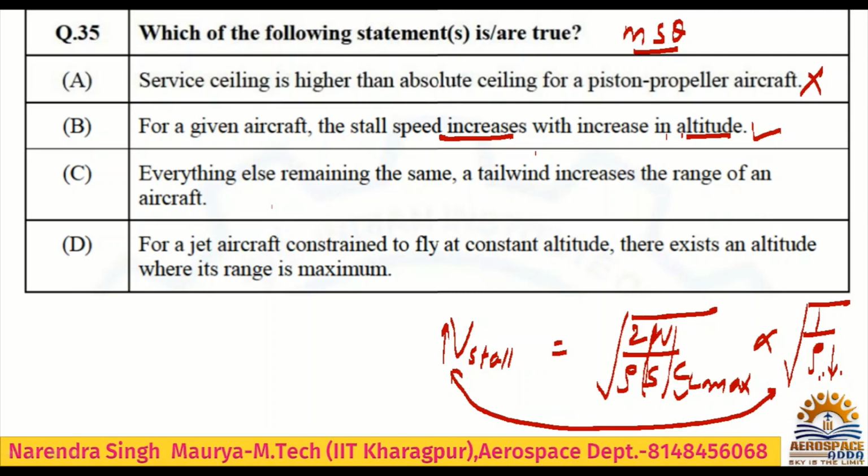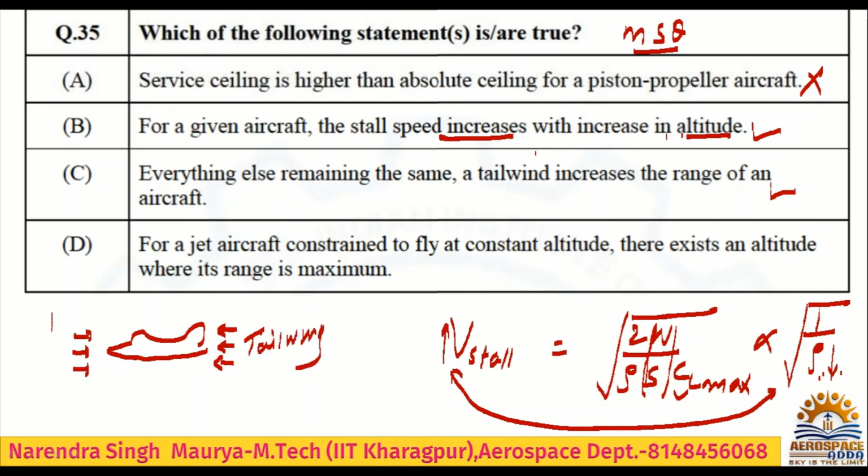All right. Everything else remaining the same, a tailwind increases the range of an aircraft. That is also correct. Range and endurance. It was explained well in my subjects: there are two types of wind you may get. Suppose this is the aircraft. This is called headwind and this is called tailwind. This is called tailwind and this is called headwind.